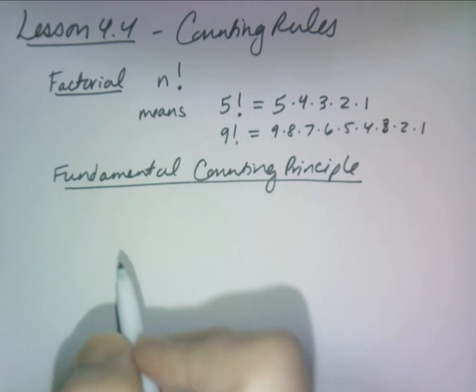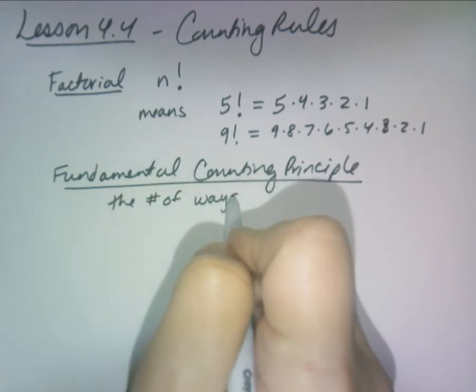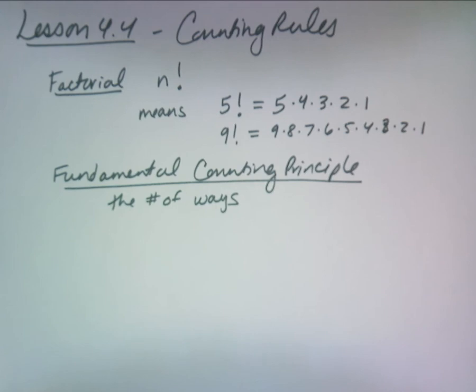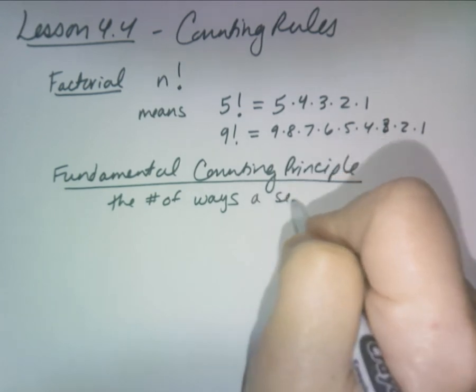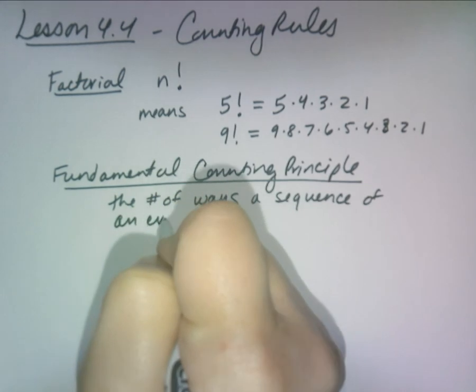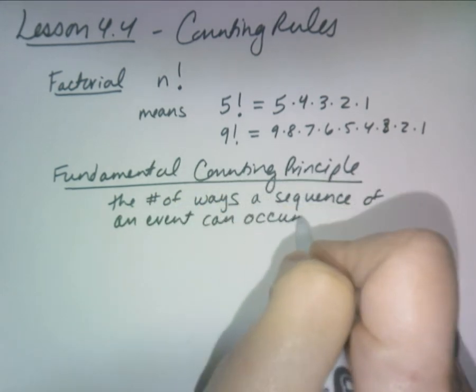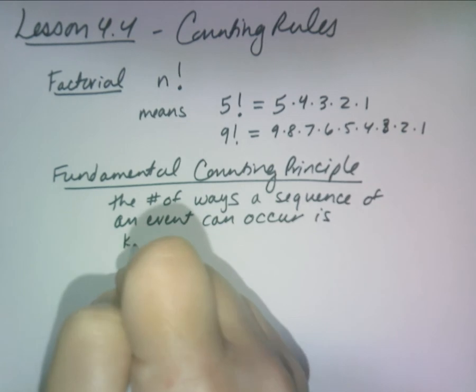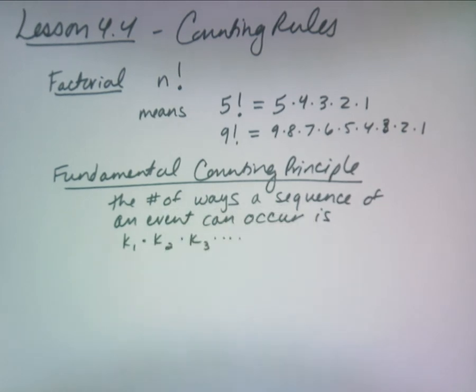And what it says is the number of ways, not probability. Remember, probability is under 1. It's a fraction. The number of ways a sequence of an event can occur is K1 times K2 times K3, etc.